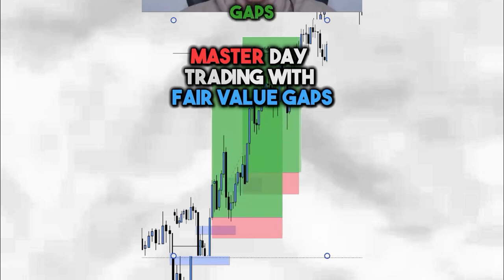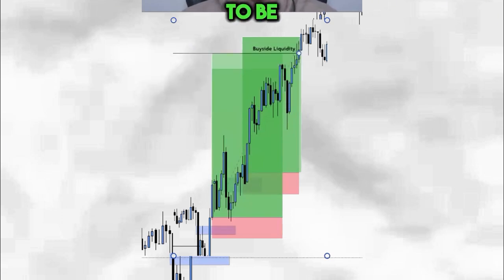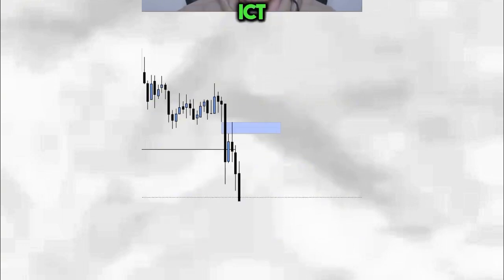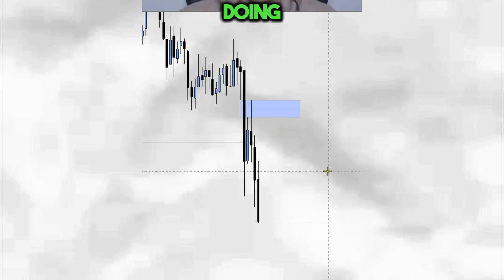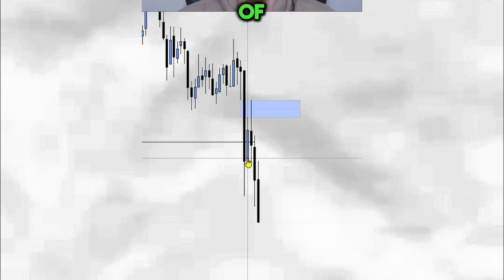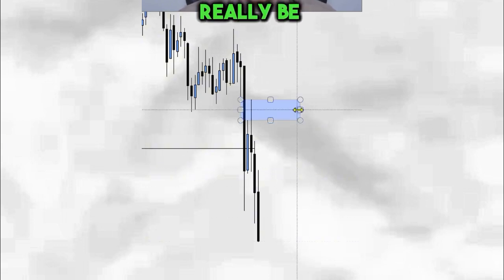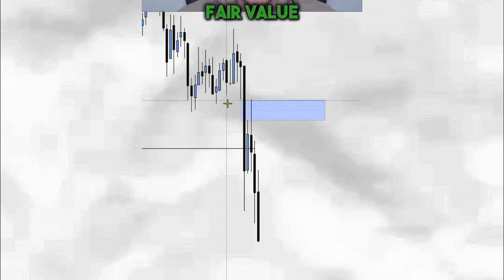Liquidity and fair value gaps are the only two ICT concepts that you need to master to be able to trade price action perfectly. With that being said, most ICT traders trade fair value gaps incorrectly. What you should be doing is not looking at this price action and seeing this as a change of structure, a break of structure to the downside. What you should really be doing is noticing that this is a bearish fair value gap right here.